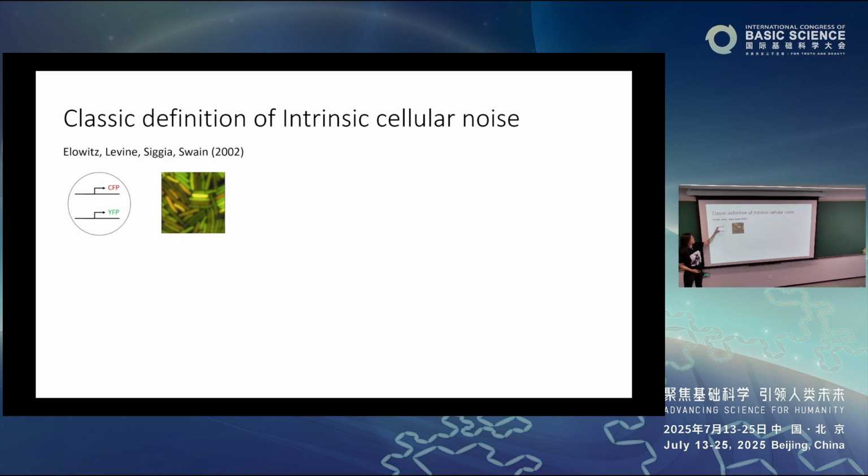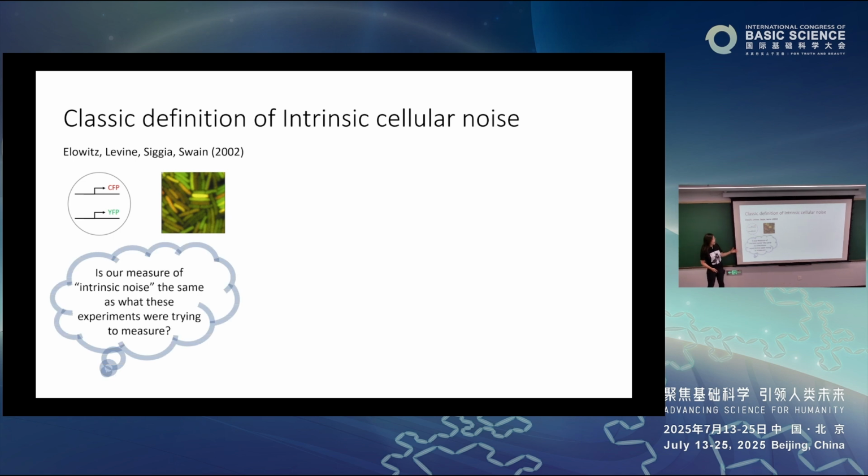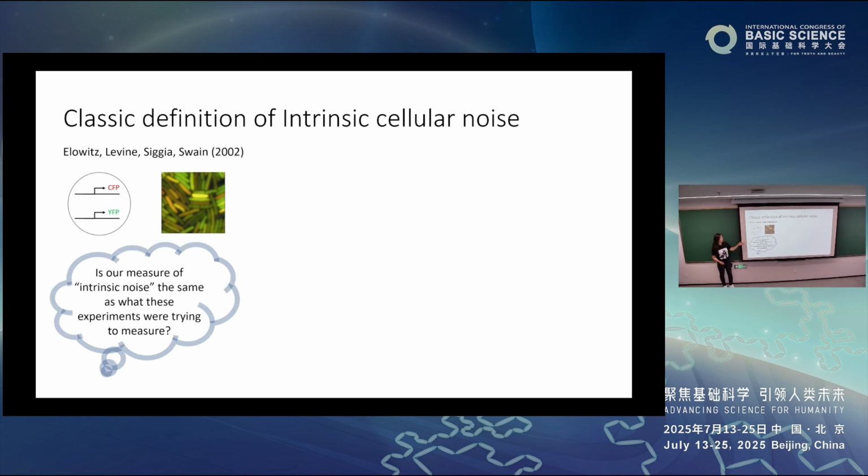Okay, so the red minus green, and that is sort of the measure of the difference between the stochasticity in the system. So we asked this question: is our measure of intrinsic noise in the single-cell RNA-seq data the same as what these classic experiments, which are based on imaging, were trying to measure? So we went to a system where there is an F1 cross of mice.